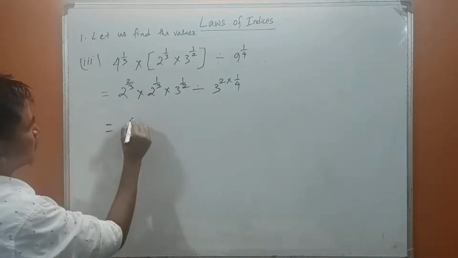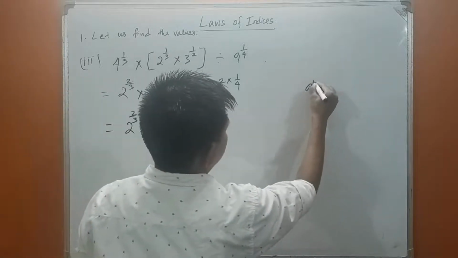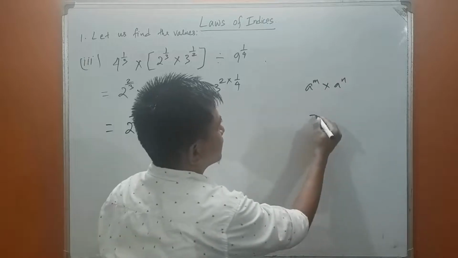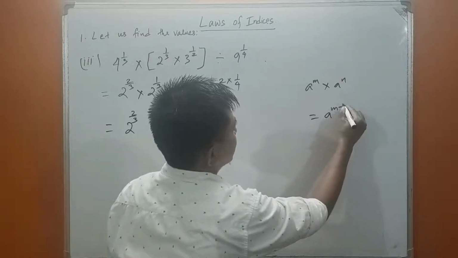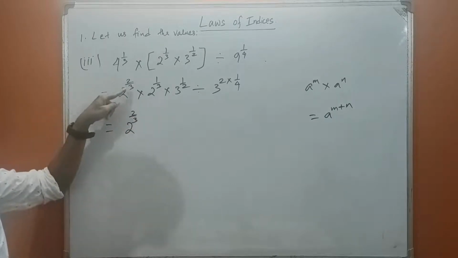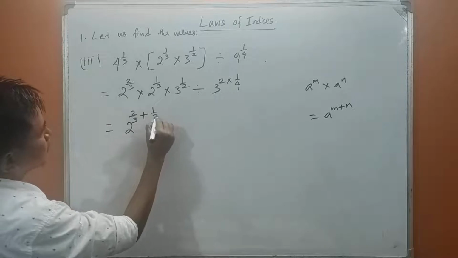So 2 to the power 2 upon 3. Here a to the power m into a to the power n, if the bases are same, then the powers can be added, a to the power m plus n, isn't it? So 2 and 2, the bases are the same, so the powers 2 upon 3 and 1 upon 3 should be added. 2 upon 3 plus 1 upon 3.